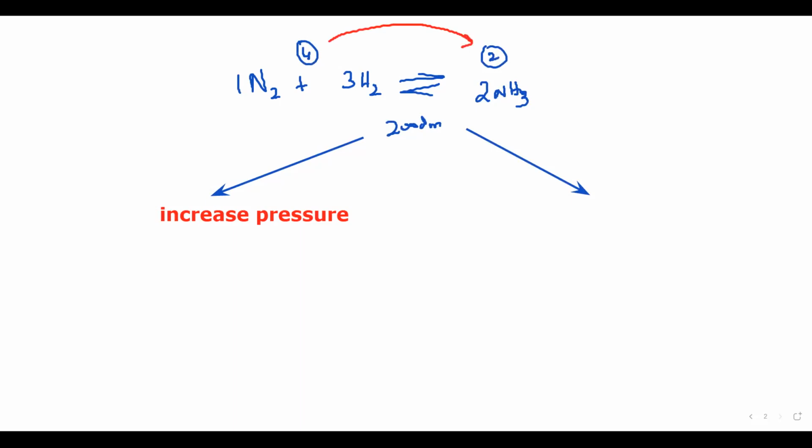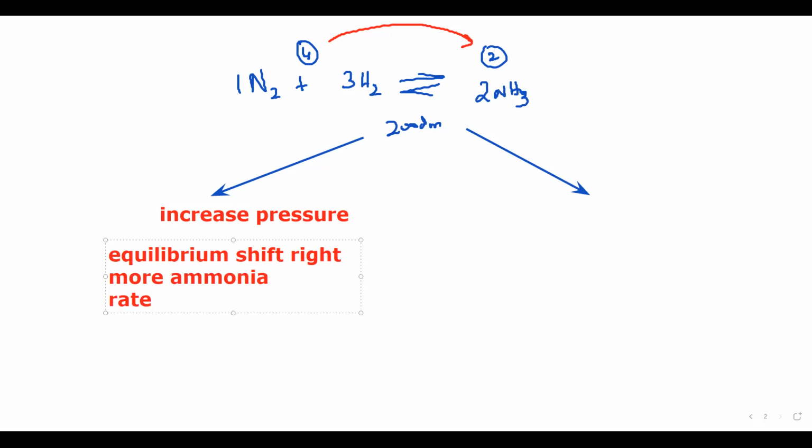If the equilibrium shifts towards the right hand side, we will get more ammonia. And because pressure and rate are directly proportional, the rate will also increase. But what is the problem with this? Increasing the pressure increases the cost as well, because to create high pressure we need more energy.